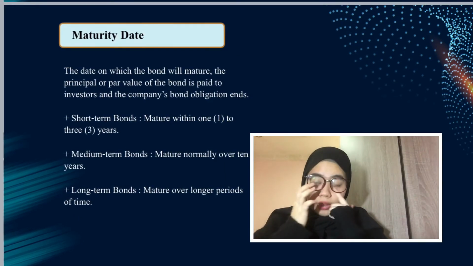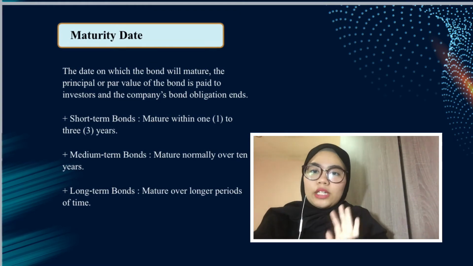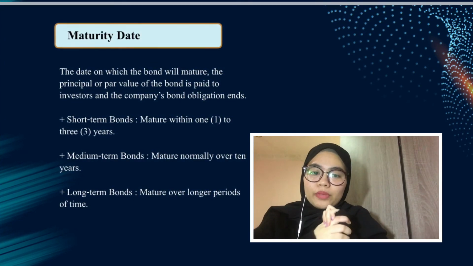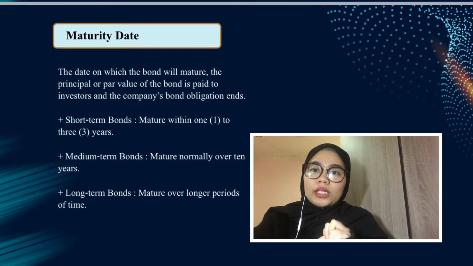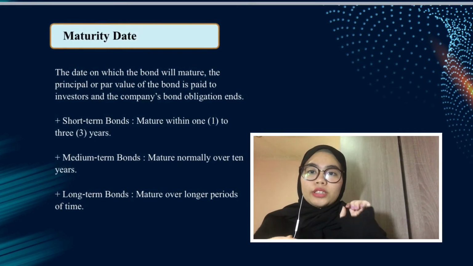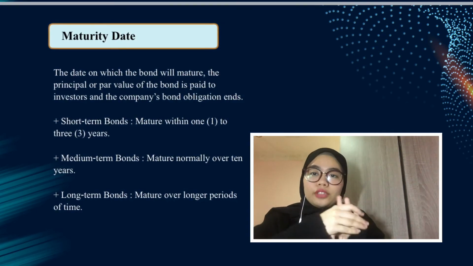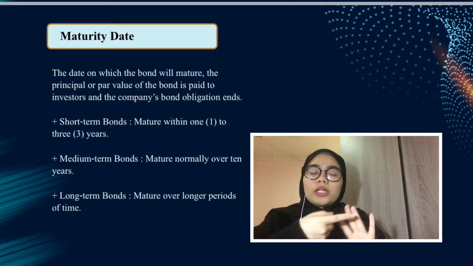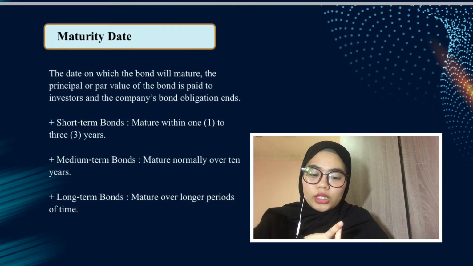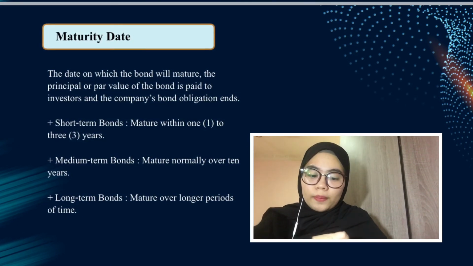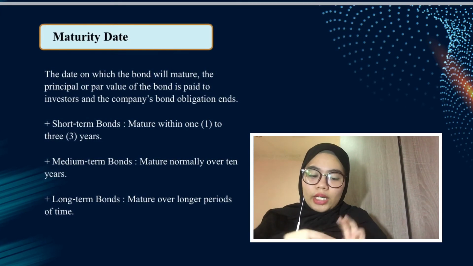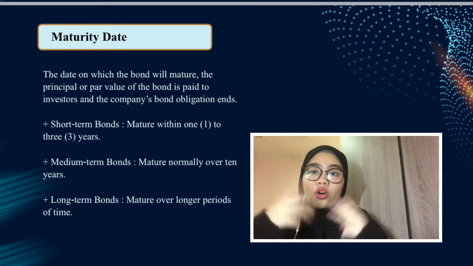Maturity date is when the bond has reached its maturity, at which the issuer has to pay the principal on a specified date. There are three kinds: short term, medium term, and long term. Short term bonds basically mature within 1 to 3 years. Medium term bonds are normally over 10 years, and long term bonds are normally for a longer period of time.